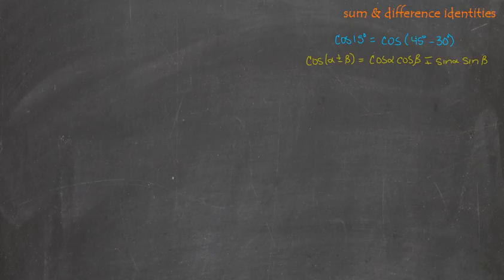So in this case, alpha would be 45, and you can find the cosine and sine of that super easy. And beta would be 30 degrees, and you can find the cosine and sine of beta super easy as well. So that's one. There's also a sine sum and difference.